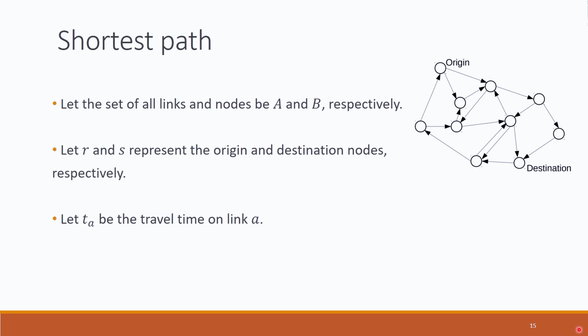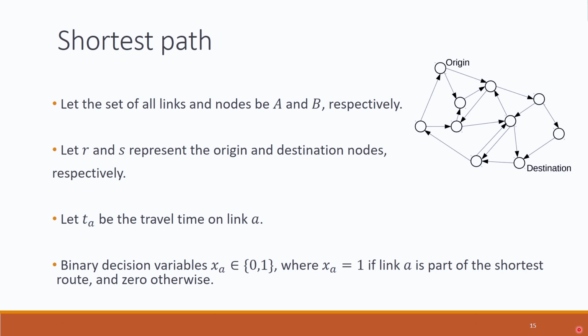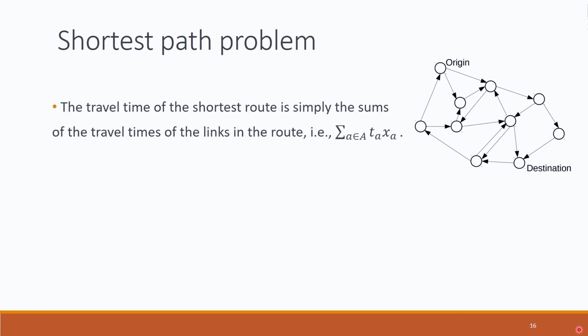Let the travel time on any link a be represented by t_a. Now we represent the decision variables. We will represent x_a to be a binary decision variable. It will either take value 0 or 1 for every link a. It will take the value 1 if link a is part of the shortest path or shortest route and 0 otherwise. Note that I will be using the terms path and route interchangeably in this course because they mean the same.